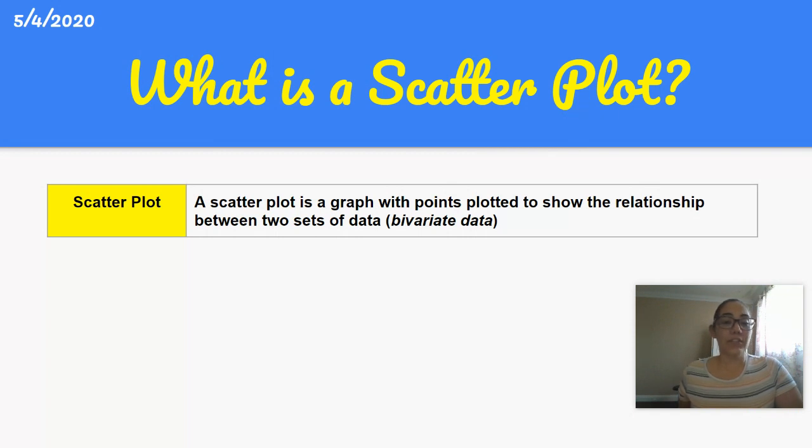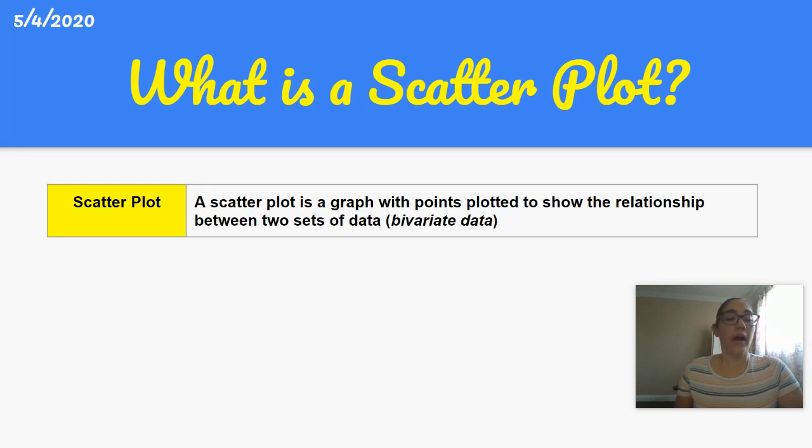So we've now entered into our last unit in statistics, and we're going to talk about scatter plots. Before we get going, just know that a scatter plot is a graph with points plotted to show a relationship between two sets of data. Another way we say two sets of data in math is bivariate, just like a bicycle.